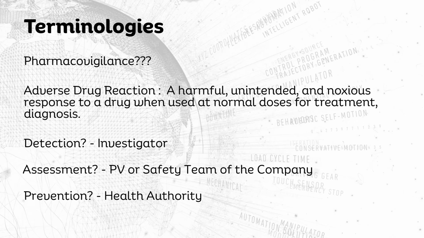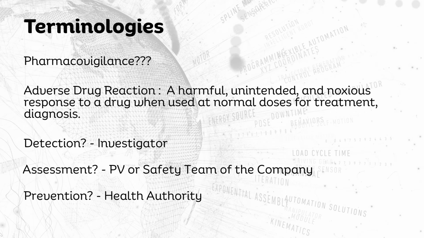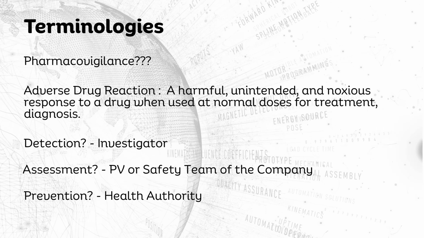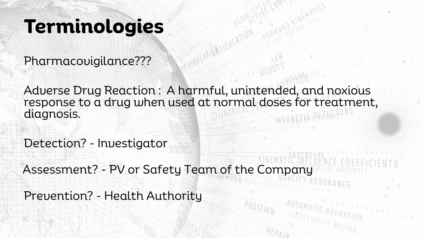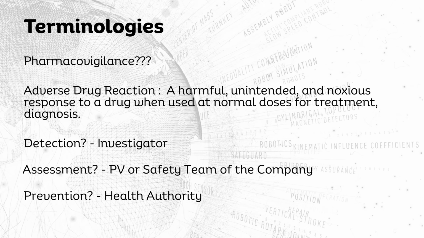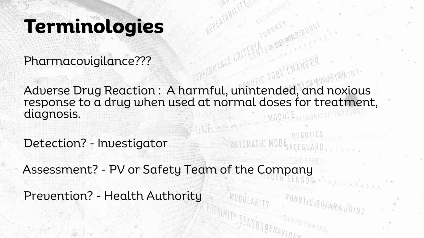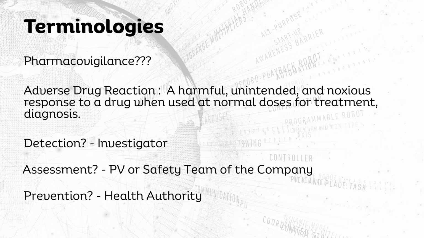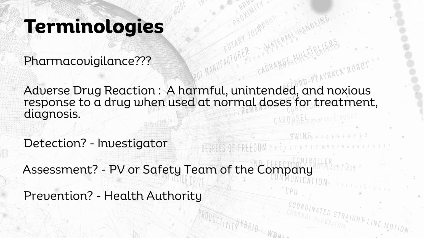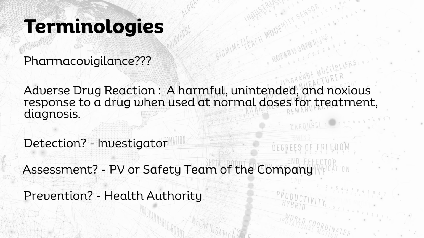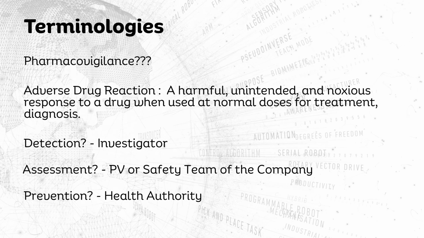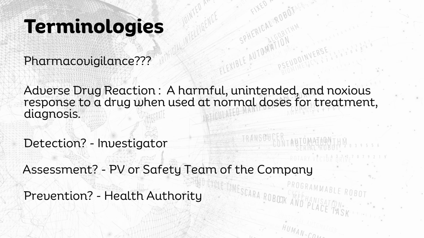Now, in clinical trial, whenever this kind of problem happens to the patient, who is going to detect the adverse event? Yes, it's the investigator. Post-detection, the information will be passed to the safety department or pharmacovigilance department of the company. Assessment will be performed by the PV team and based on the assessment, prevention steps will be taken by the health authority. Let's see how the assessment and prevention works in clinical trial.